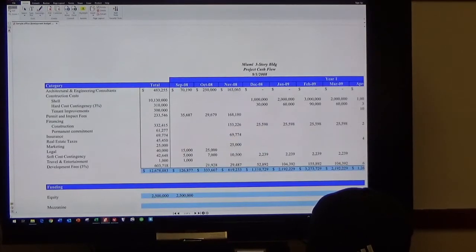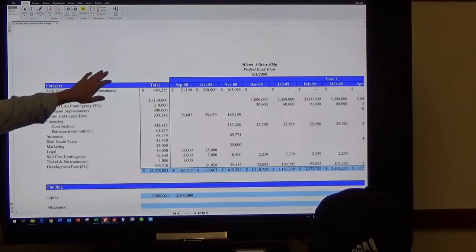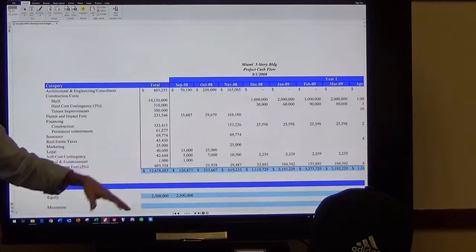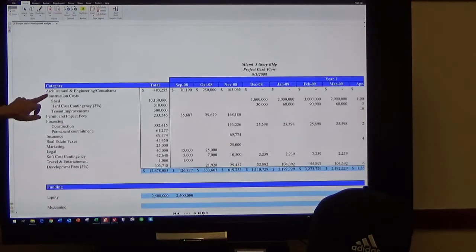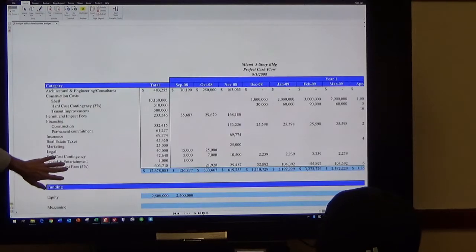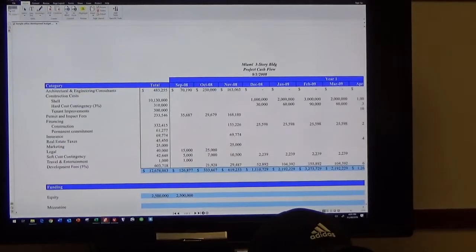It's a very simple development budget for a 3-story office building. It was actually our office building. It has your A&E, your construction, your contingencies, all of the impact fees, and all of the other soft costs that we have. Some financing. Someone asked the question, what is a commitment fee?